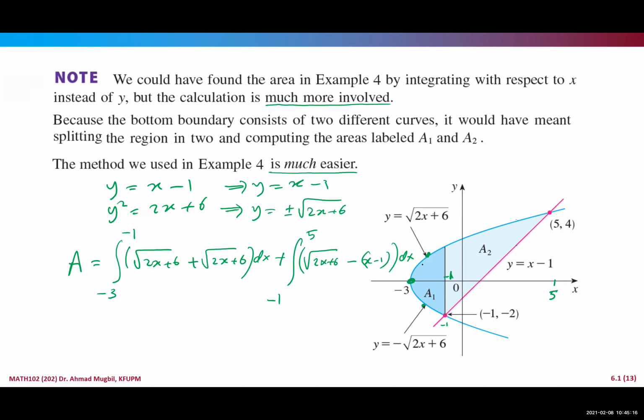Now you can integrate. But look, the calculations here are much involved, ya shabab. Integrating with respect to y is much easier. Just look at the previous slide. Is that clear, ya shabab? The integral, if you want to simplify it, it will be like this: dx plus the integral from -1 to 5, square root of 2x plus 6 minus x plus 1 dx.